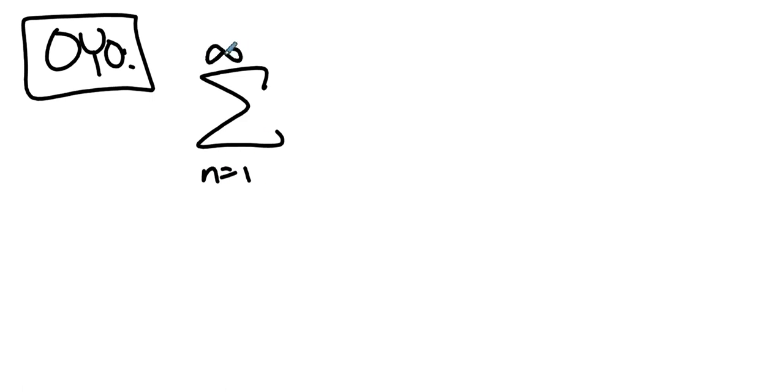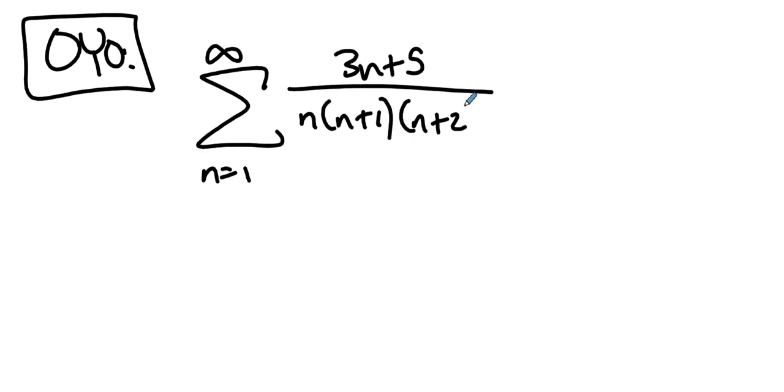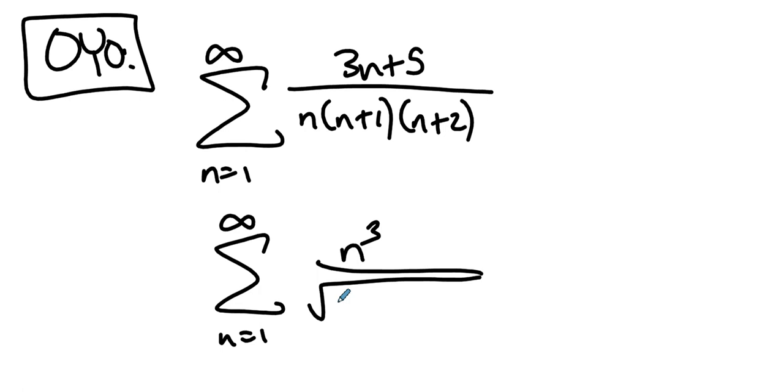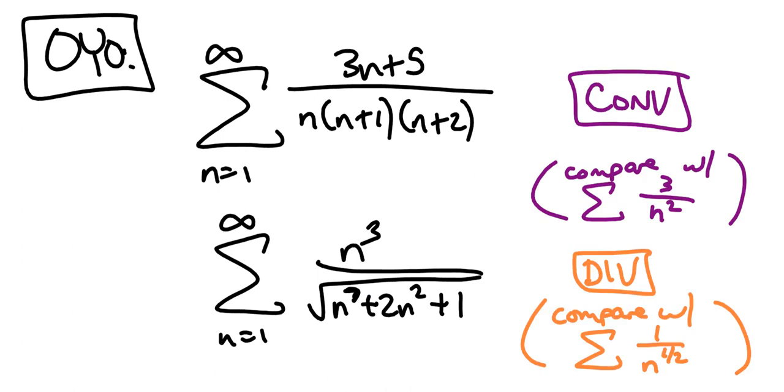For you to try. Do they converge? Let's do the sum of 3n plus 5 over n times n plus 1 times n plus 2. And let's do the sum as n goes from 1 to infinity of n cubed over the square root of n to the 7th plus 2n squared plus 1. Think, pause, compare, decide. Well, these are my answers.